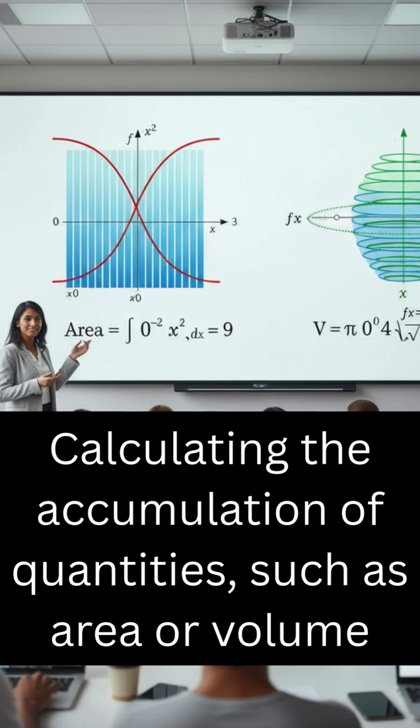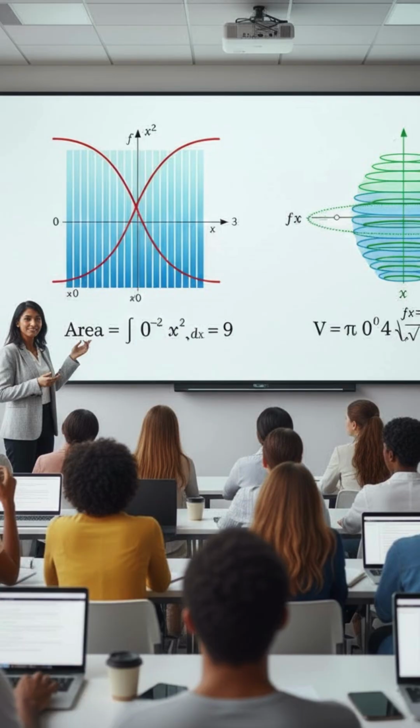Topics. Calculating the accumulation of quantities, such as area or volume. When we talk about calculating the accumulation of quantities, we are moving into the realm of integral calculus. Think of it this way.